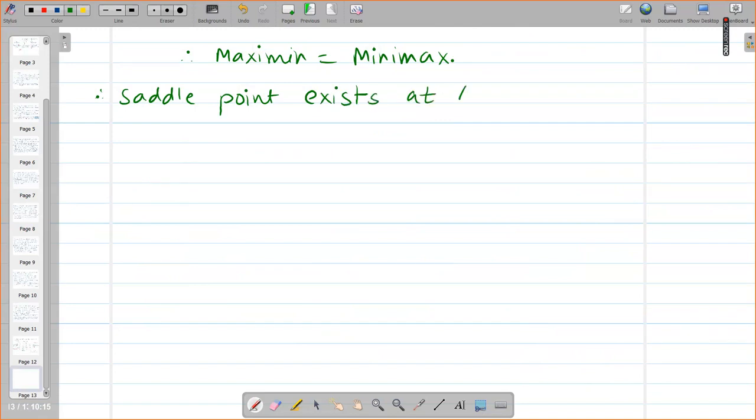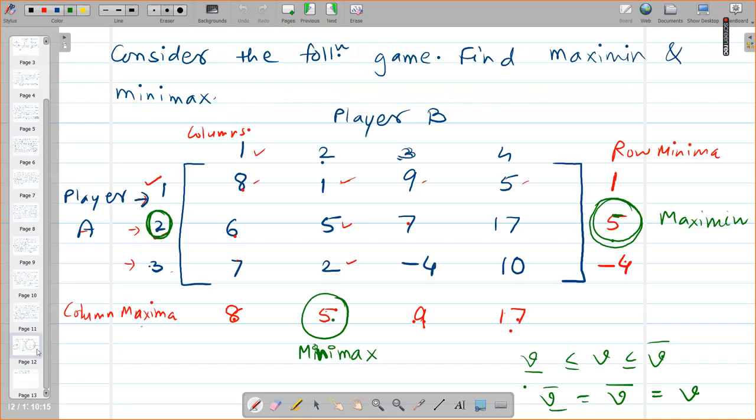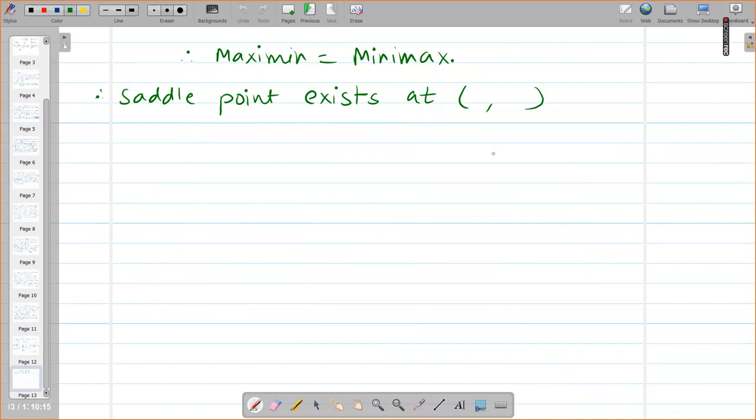हमें वो लोकेशन ढूंढना है मैट्रिक्स का. कहाँ पे है? This 5 corresponds to which row? Second row. And so this is your saddle point. What is the location of this number 5? What is the position in the matrix? Second row, second column. So we say that saddle point exists at 2, 2.